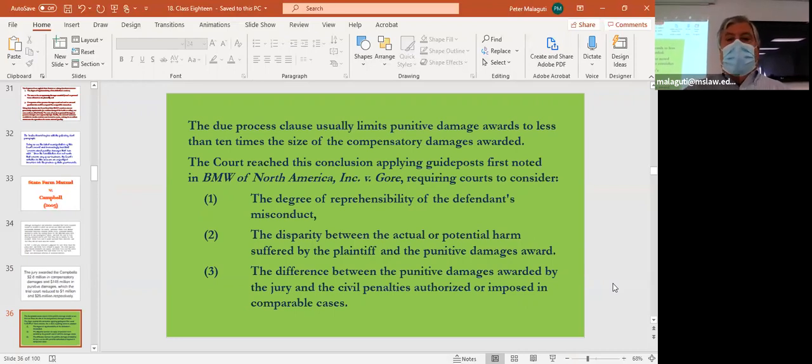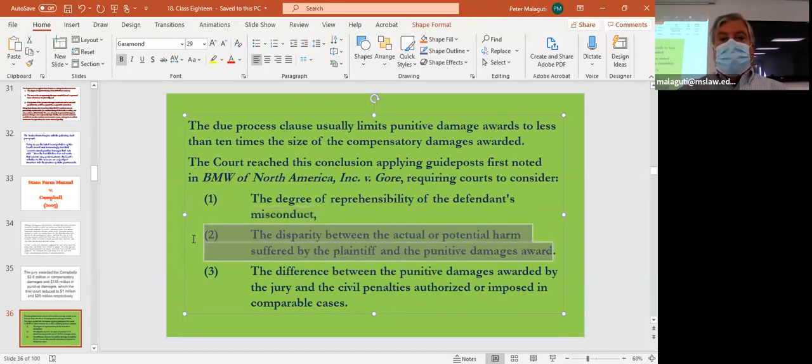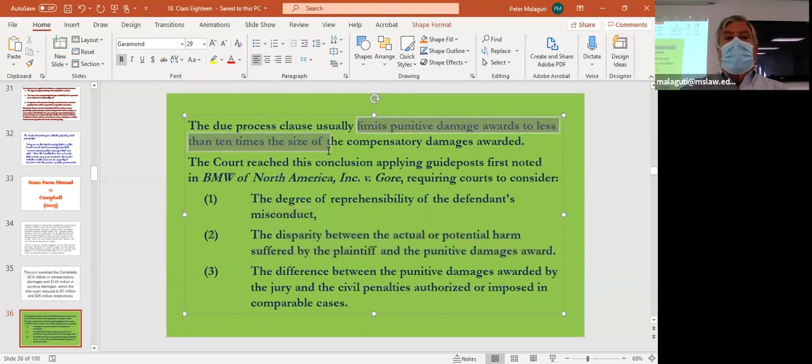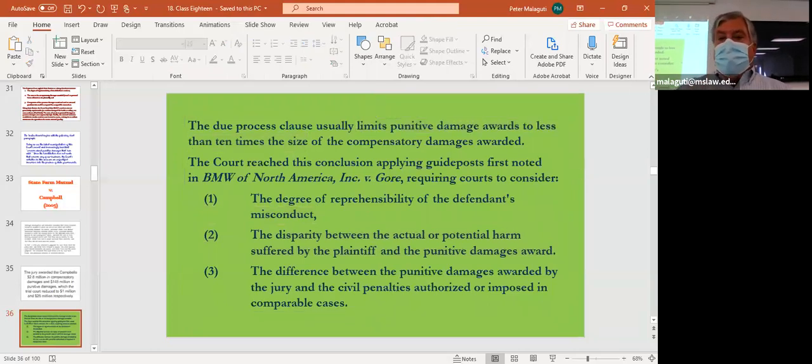Adding one thing here to the second category. It actually gives us a ratio here. Punitive damages should not exceed the compensatory damages by more than 6 times. I'm sorry, more than 10 times. It's got to be less than 10 times for them to be upheld.